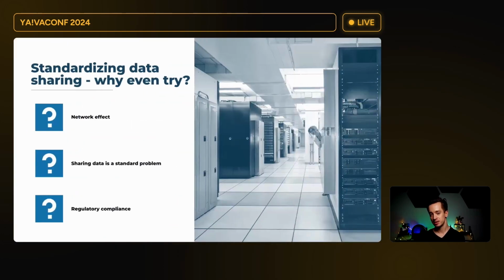And the why behind standardization is, first of all, the network effect. The larger the organization, the more possible connections between different applications, different teams you can see. And also, each of these applications can be built in a different technology, so some standardization just brings efficiency here. And sharing data, it's a problem that occurs everywhere. It's pretty standard, so standardized solutions and approaches are implemented for this purpose.